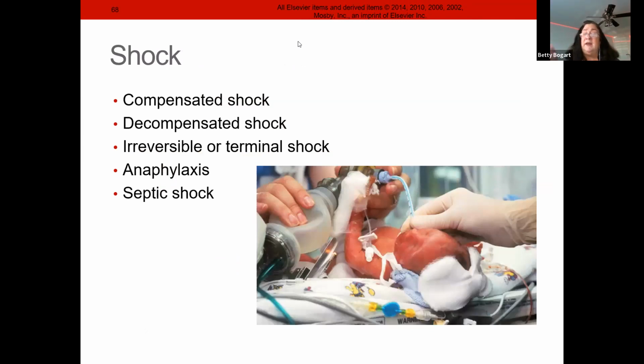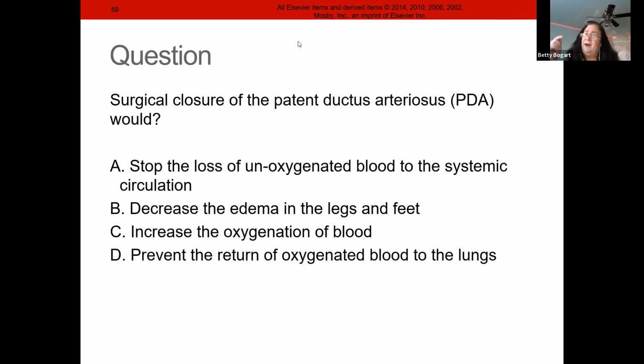Kids can go in shock, and as I said, number one cause is septic shock, and we treat it the same. Heart rate up, blood pressure down, decreased perfusion, decreased urinary output, mentation, all of those things, just like you'd see in an adult. So here's your PDA question, and we'll stop.